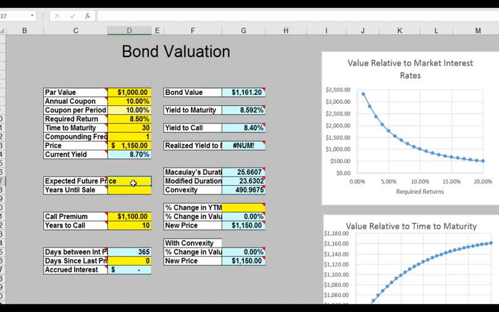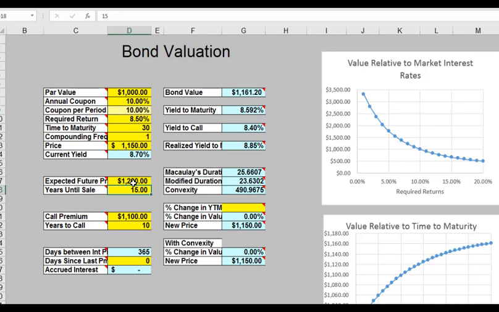A final question we might ask is, what if we only want to own this bond? Let's say we want to own it for 15 years. So in 15 years, we think we're going to sell this bond. And let's assume that in 15 years, because interest rates have gone down a little bit, the future price is $1,200. So we think it will be worth $1,200 in 15 years.